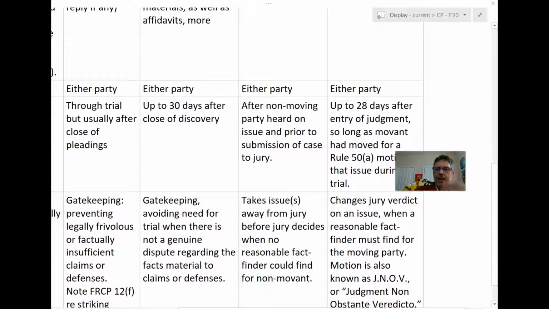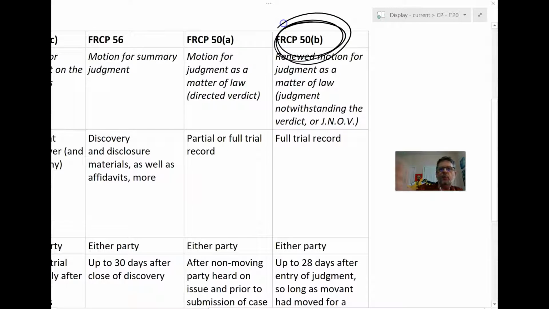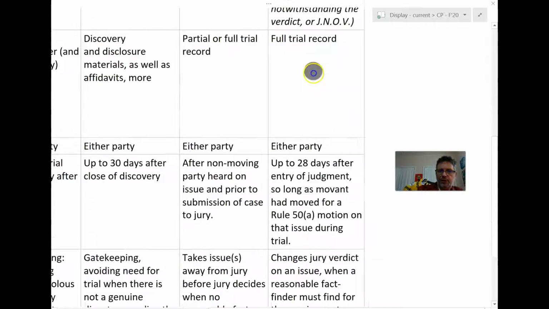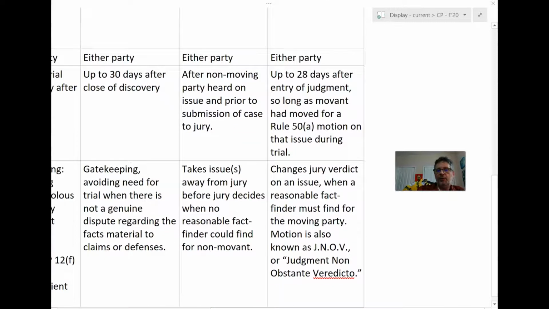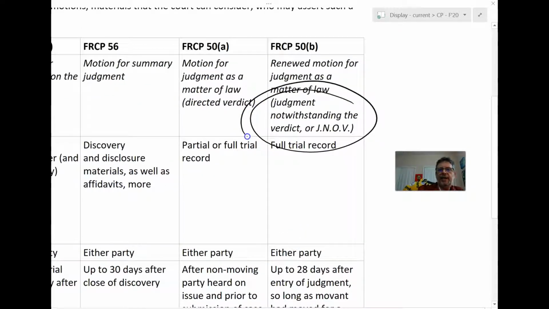But what if the jury gets the case, the jury deliberates, the jury decides, and the jury has decided clearly in a way that makes no sense in light of the evidence? Well, then that would be a 50(b) renewed motion for judgment as a matter of law. We'll talk about that more later in class. The idea here is we've got a full trial record, right? All the evidence has now been presented, the jury's deliberated, and now the person who lost is moving for renewed judgment as a matter of law. That's also known as a JNOV. That's Latin. It means judgment non obstante veredicto, which means judgment notwithstanding the verdict.